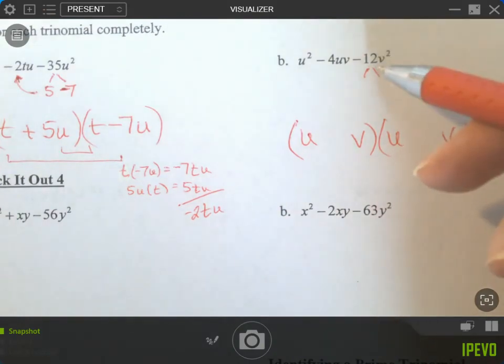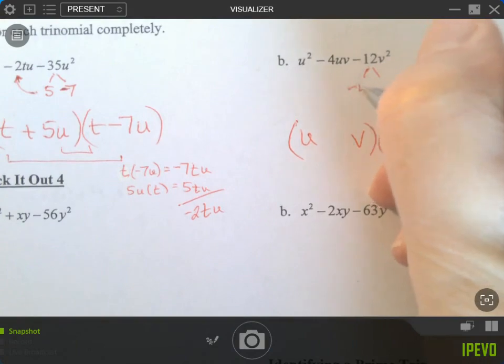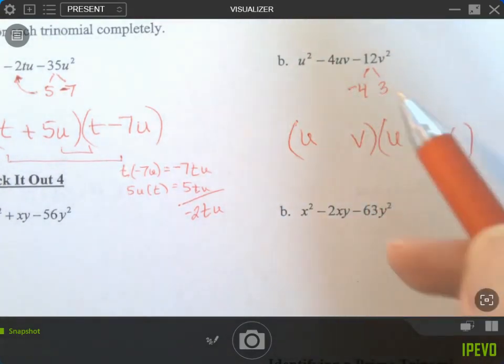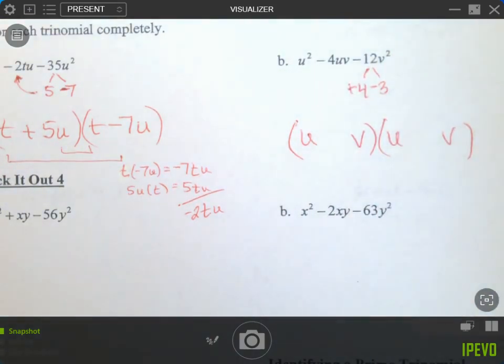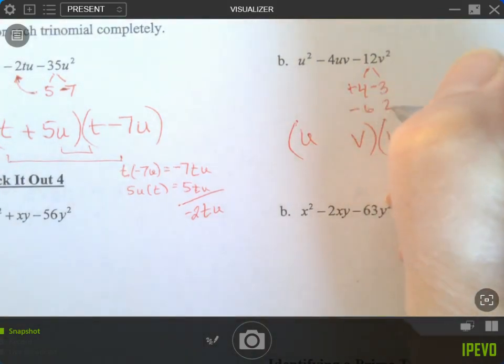All right, guys, what multiplies to get a negative 12? Okay, negative 4 and a positive 3. Does that add up to negative 4? Okay, if I flip it, that's no better. That's still 1 or negative 1. What else multiplies to negative 12? Negative 6 and 2. That's what I wanted.